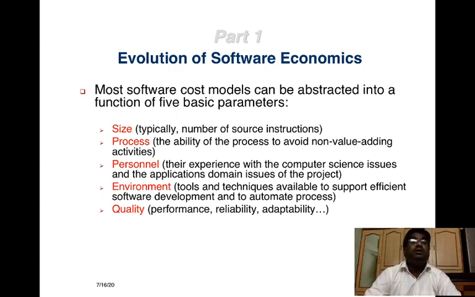There are five software economics. The first one is size. Size is the number of source instructions or source lines in the entire project. It is also known as SLOC. Please remember the word SLOC. SLOC means source lines of code. The total number of instructions that are going to be built inside the project is known as the size of the project.